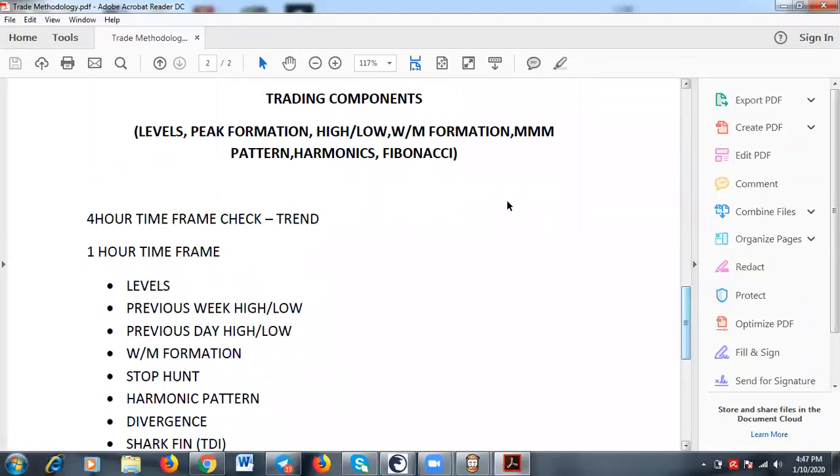All right, so these are the trading components. We look at the levels, the peak formation, the high and low of the day, or the WM formation. We look at market maker patterns. What are the signs? What are the footprints? Because these guys usually leave some footprints. Do we see any pattern on that particular chart? Then we look at harmonics and Fibonacci. Of course, we use Fibonacci for entry and also for our take profit target, and sometimes also for exit.